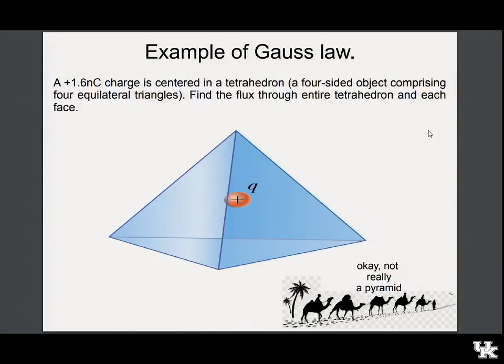And so we're asked to figure out a couple of things. What is the electric flux of that charge through the entire surface? And what is the electric flux through just the surface of one face? And so let's do that calculation. I'll do this on the document camera.